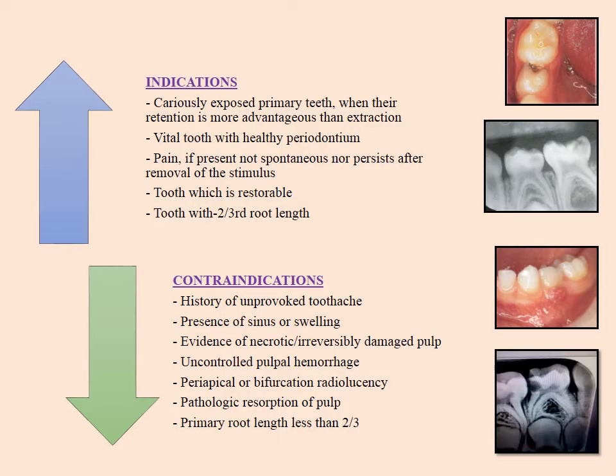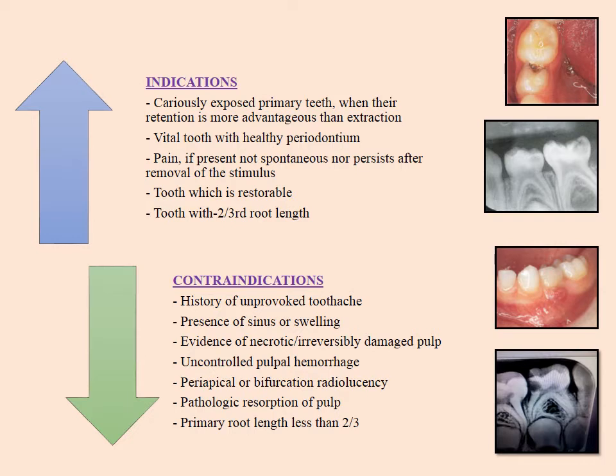So what are the indications and contraindications of pulpotomy? Moving on to the indications, that is cariously exposed primary teeth, when retention is more advantageous than extraction. So a tooth which is carious but you have to retain for a longer time, it is always better to go for a treatment like pulpotomy than extraction of the tooth. A tooth which is healthy and the periodontium also is healthy, in such cases you have to do pulpotomy.